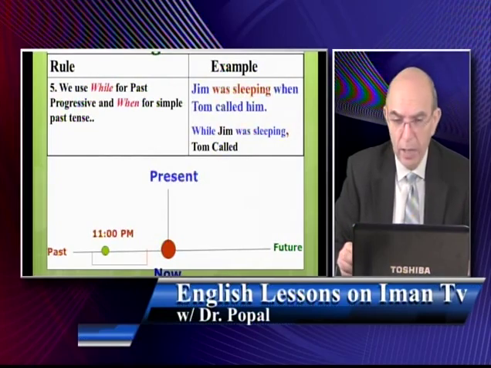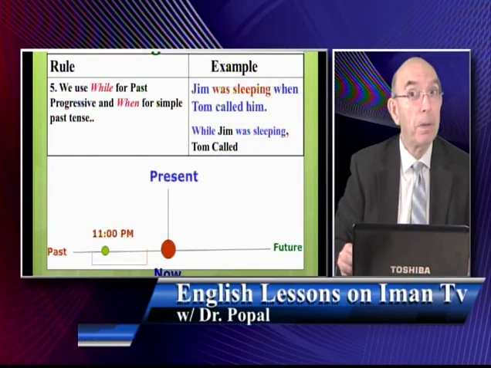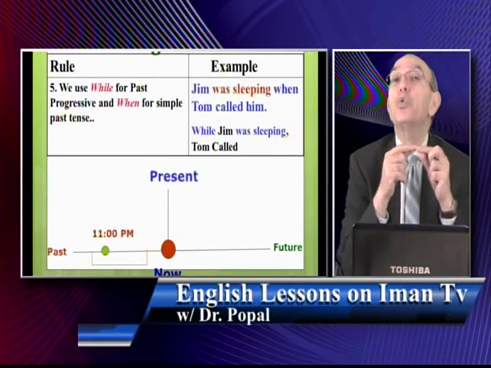We use while for the past progressive, and we use when for simple past. We usually use it in two sentences.